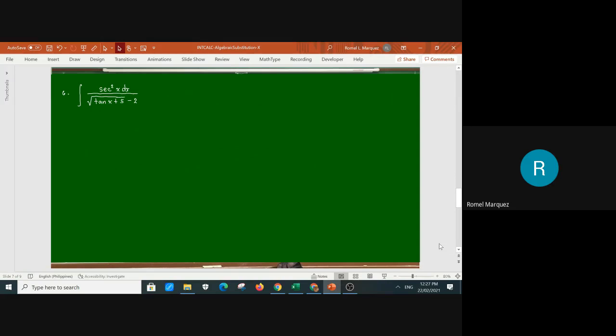Okay, if no question, let's proceed to number 6. So number 6, we have the integral of secant squared x dx over the square root of tangent x plus 5, and then this square root subtracted from it 2.